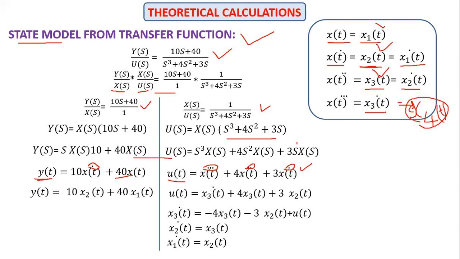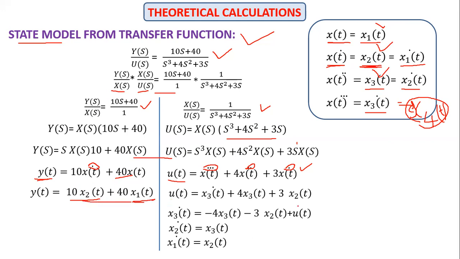Now, once we have identified these dots, we can replace the equations with state variables. So coming to the first output equation, y of t. y of t is equal to 10 into x dot of t. What is x dot of t? x dot of t is nothing but x2 of t. So 10 into x2 of t plus 40 into x of t. x of t is nothing but x1 of t. So x1 of t. So this is the output equation.